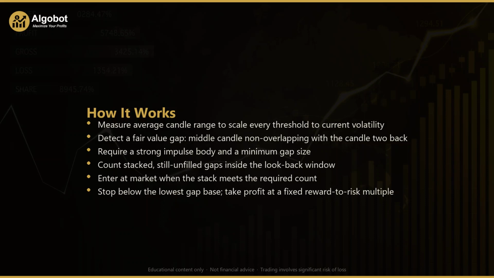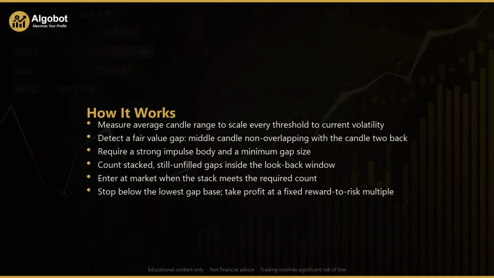Now the strategy hunts for a fair value gap on the just closed bar. For a bullish gap, it checks 3 candles: the newest, the middle, and the oldest. The high of the oldest candle must sit below the low of the newest candle, leaving a true up vacuum. The middle candle must be bullish, and its body must be at least the minimum impulse size, proving a real thrust. And the gap itself must be wider than the minimum gap size.